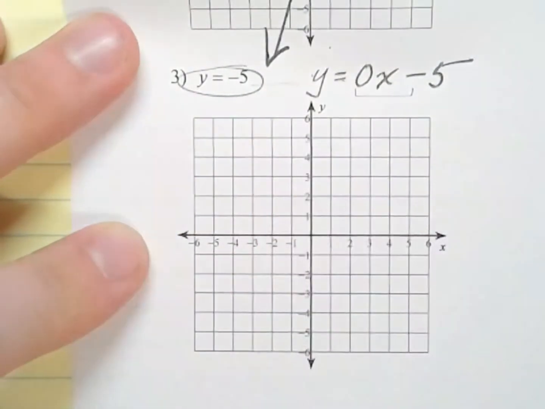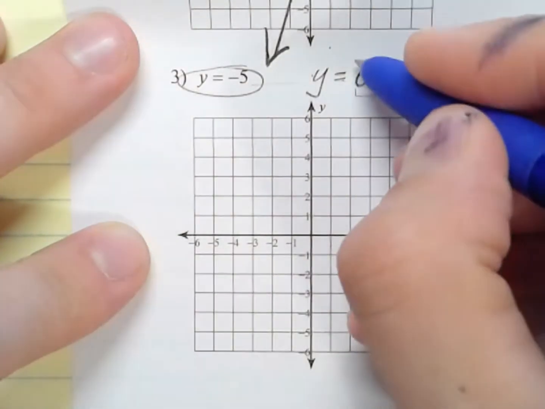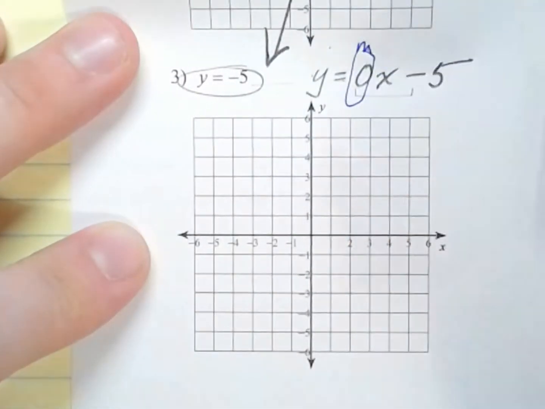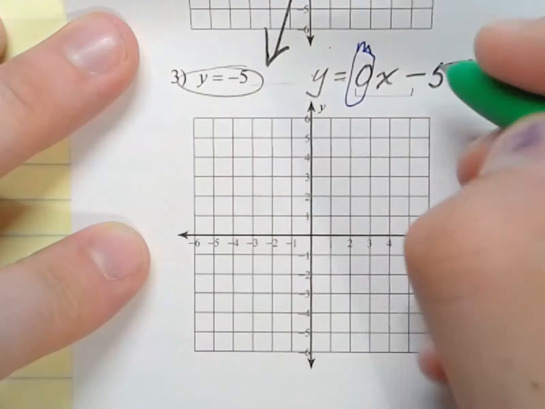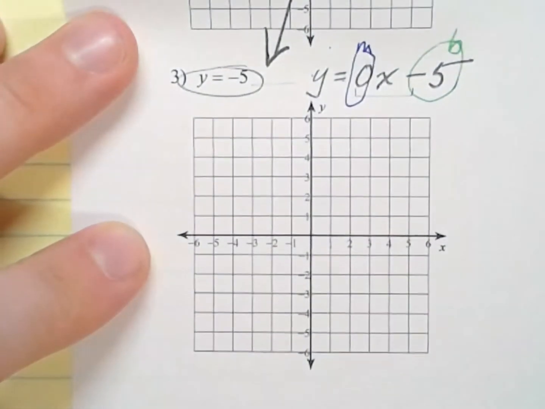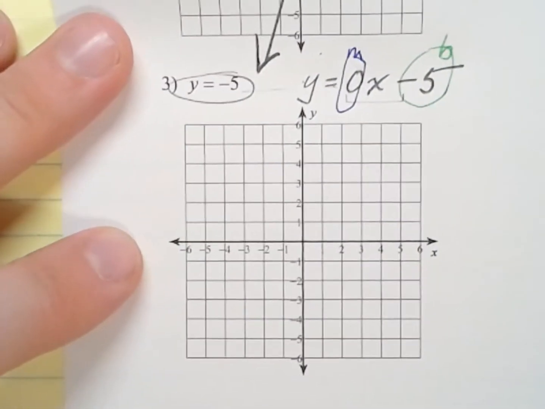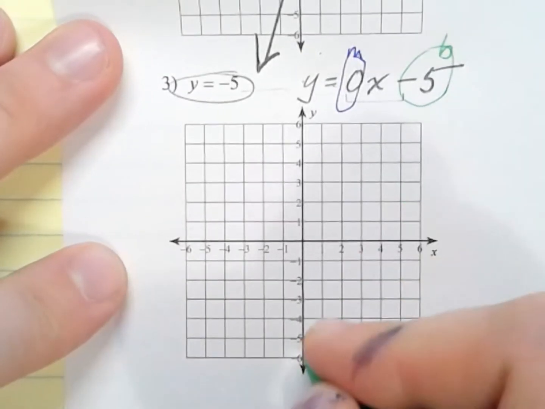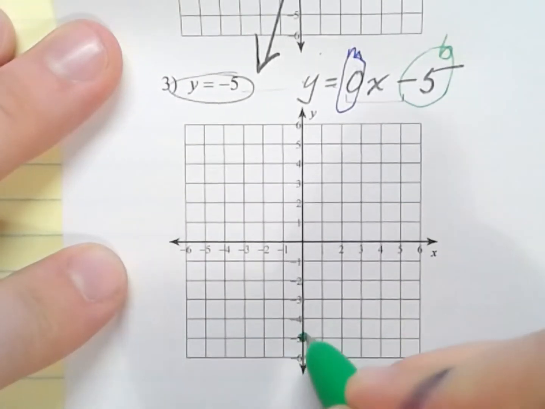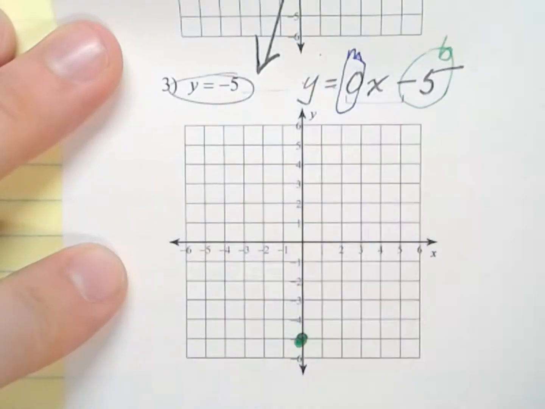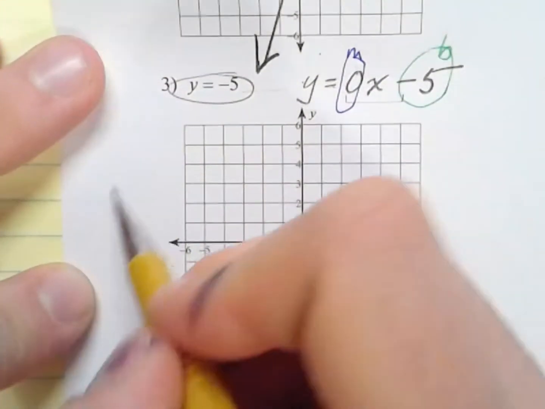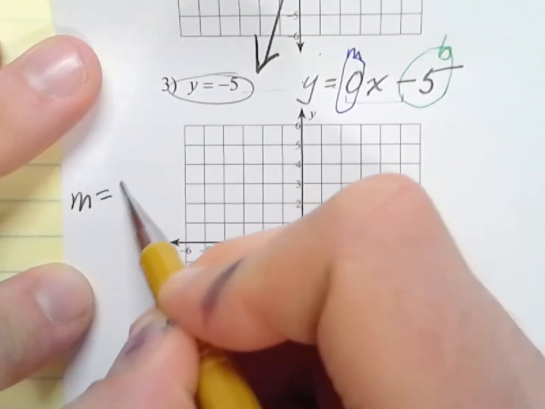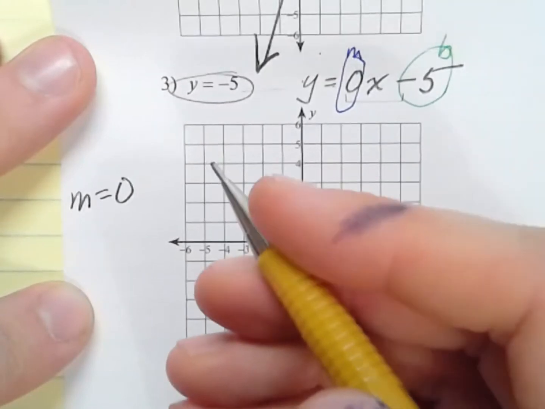So our slope is right here, that's m, and our b is right here. So nothing has changed. Okay, so the m is 0, or excuse me, the b is -5, and it has 0 slope. So b is -5, so we're down here at the -5 for the intercept. Now the m is 0, so let's think about this. So m equals 0.